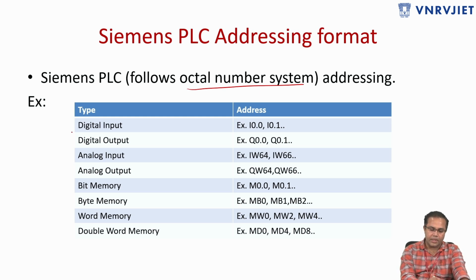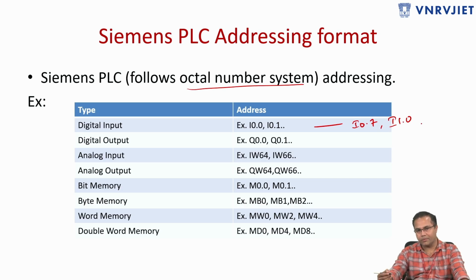Now coming to the digital input, here is the representation: I 0.0, I 0.1, I 0.2, and so on up to I 0.7. After I 0.7, the series continues with the next address I 1.0, 1.1, 1.2, up to 1.7. After that I 2.0, and so on.